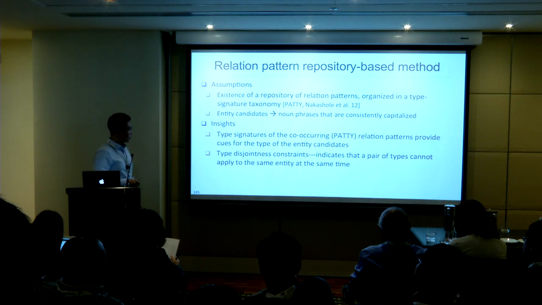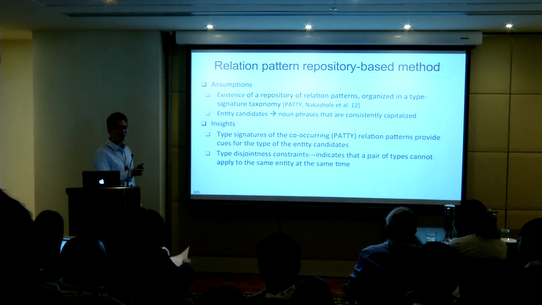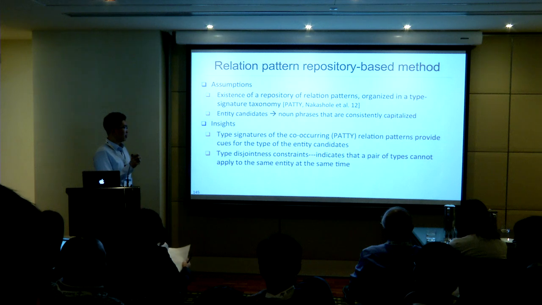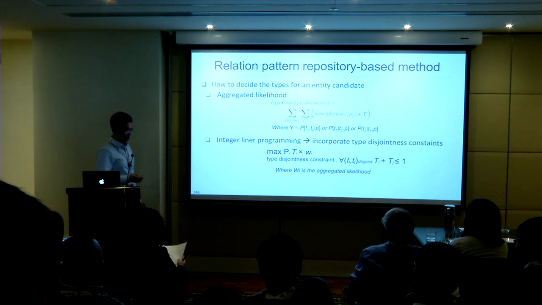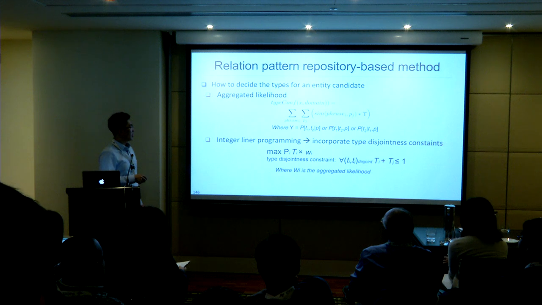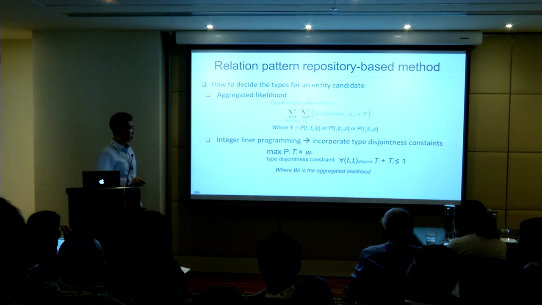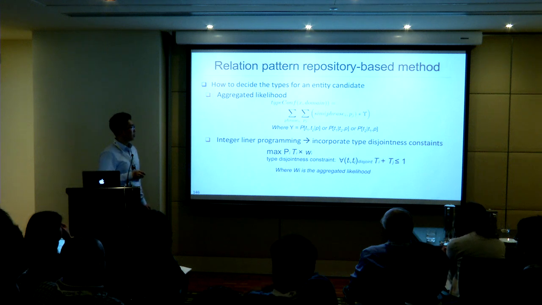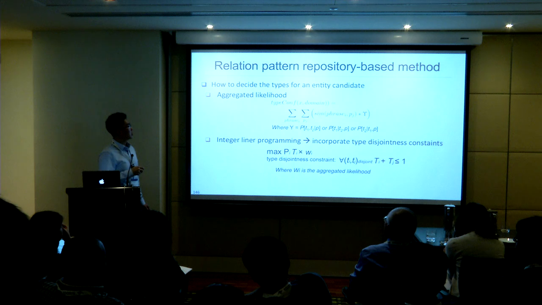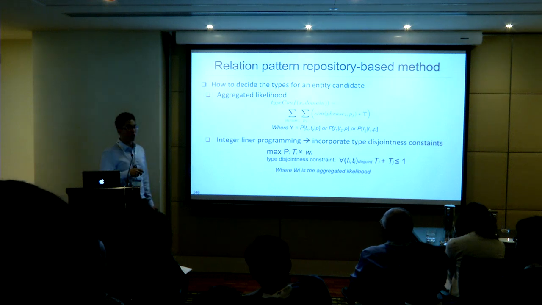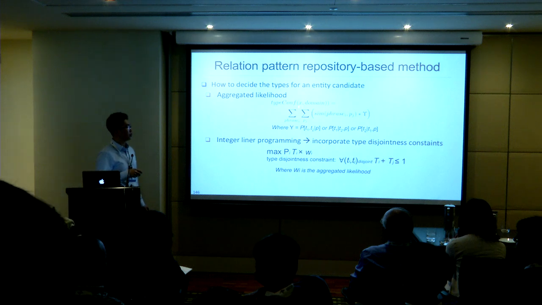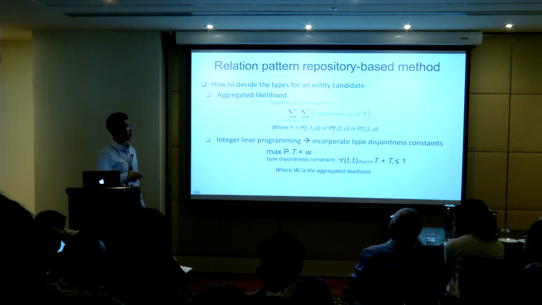And then they further impose type disjointness constraints, meaning that some pairs of types actually cannot happen simultaneously on the same entity at the same time. In this way, they can easily formulate an integer linear programming problem to incorporate this type disjointness, whereas the aggregate likelihood measures how likely a certain entity mention belongs to a certain type, using the relation patterns as the cues.